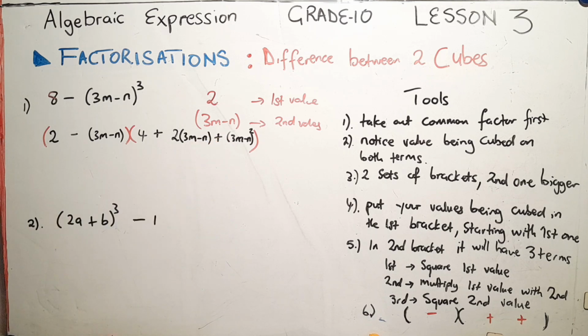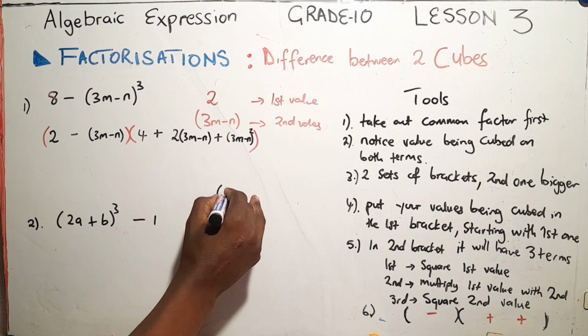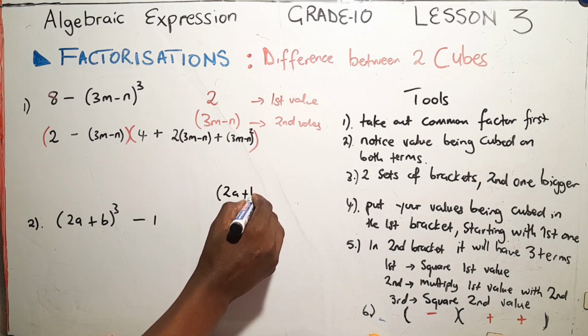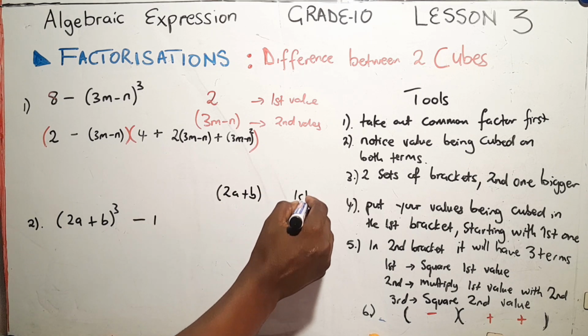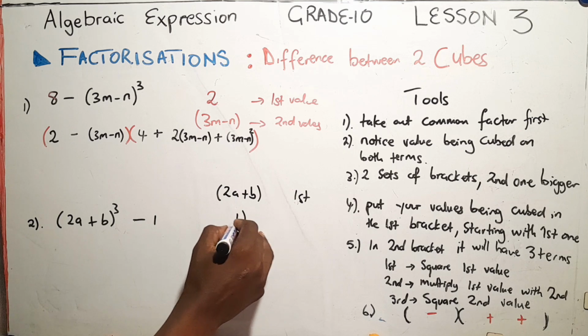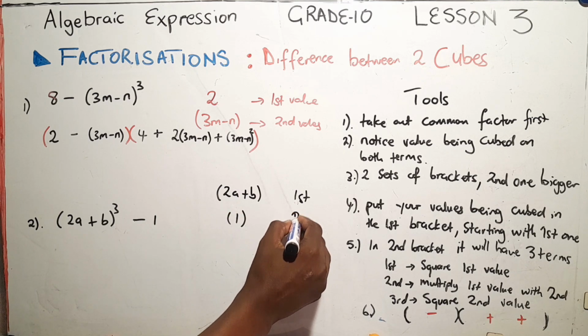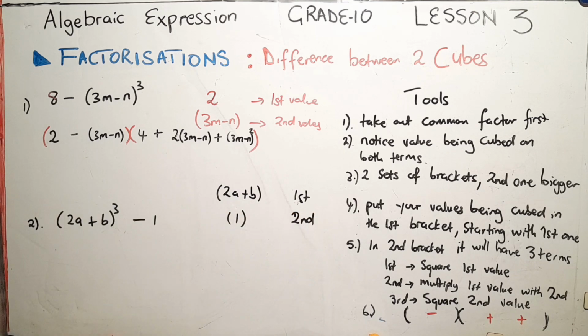So to factorize this, let's do the same thing. Any common factor? No common factor. And which values are we multiplying? So our first value is 2a plus b. So this is our first value. And our second value is 1. 1 being cubed gives us 1. So 1 is our second value.